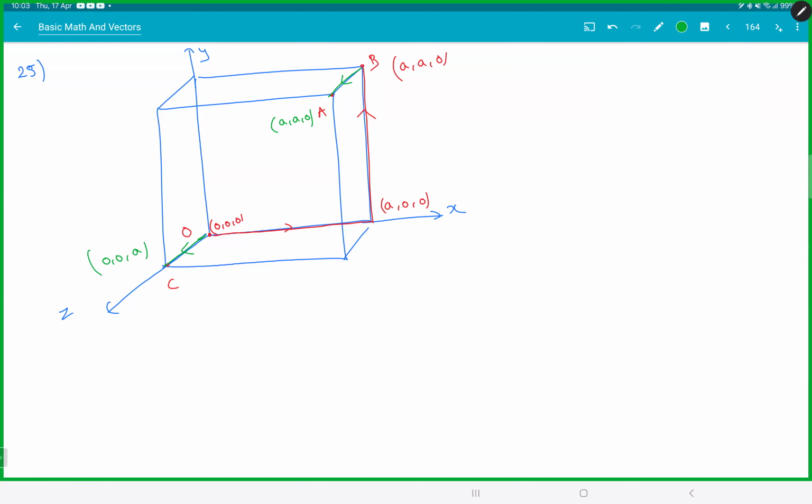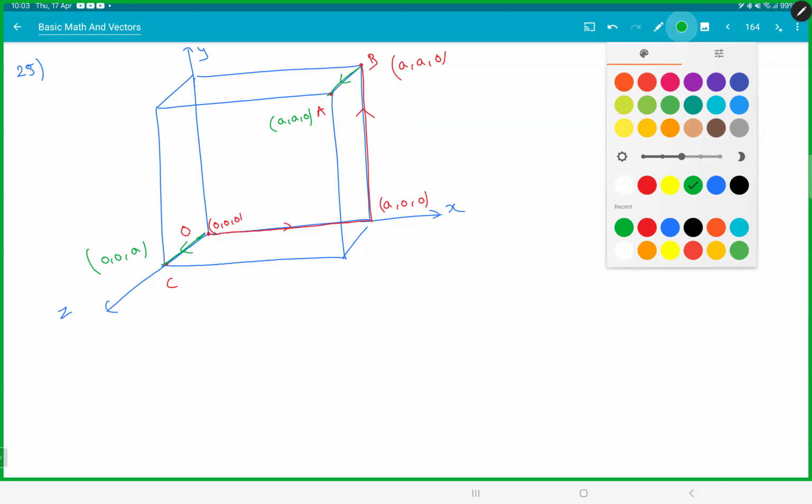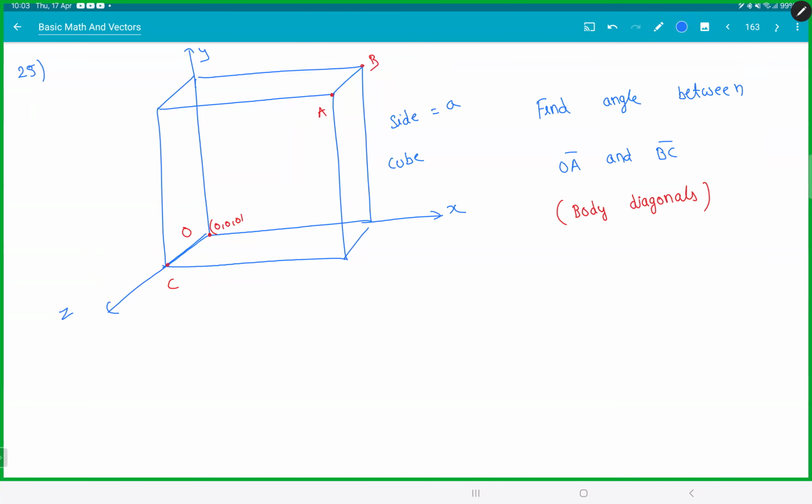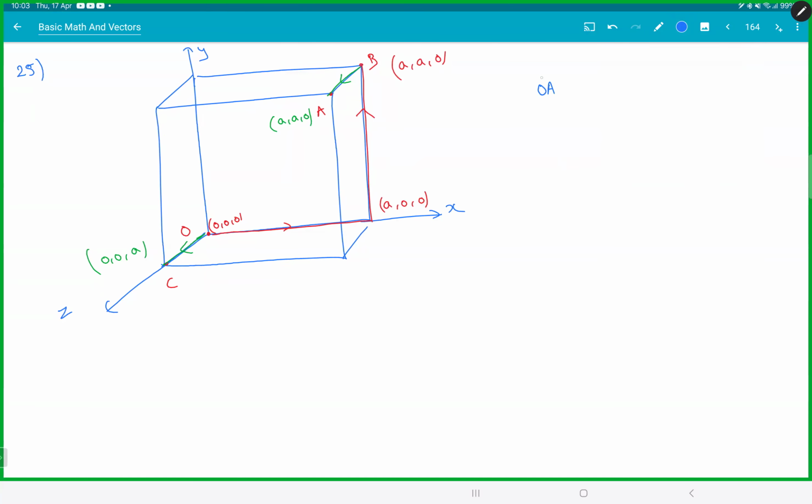Did everyone get the coordinates? If you travel along x, the x coordinate changes. If you go along y, y will change. If you go along z, z will change, and so on. So you want OA bar. Going from O to A, A is final, O is initial. This is also A. So that will be ai cap, aj cap, ak cap.